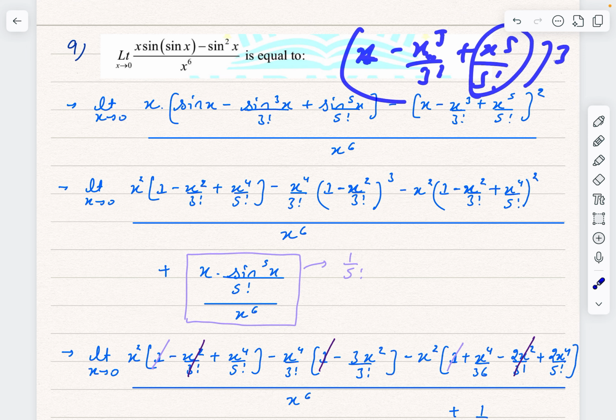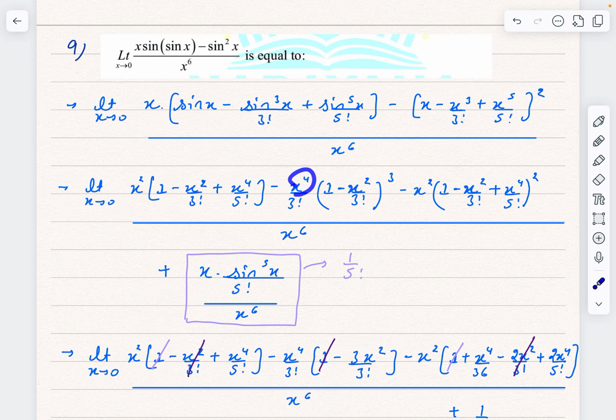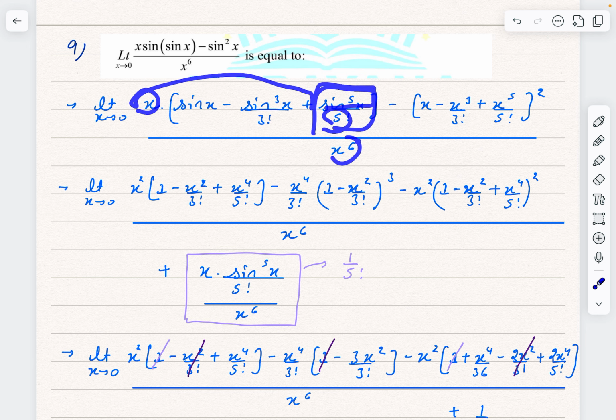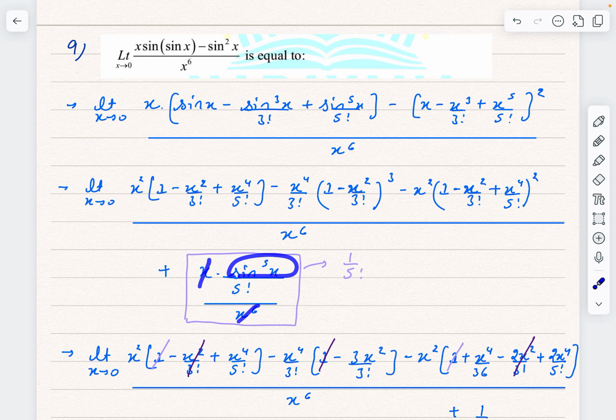From here you take x outside, you get x power 4 by 3 factorial into 1 minus x square by 3 factorial, and this thing as it is. You take x outside, you get x square into (1 minus x square by 3 factorial plus x power 4 by 5 factorial) whole square. X power 4 will be required here, so this we are keeping here, and this last thing here, x into sine power 5 x by 5 factorial by x power 6. So here one x gets cancelled out, then sine power 5 x by x power 5 will be 1, so you get 1 by 5 factorial from here.